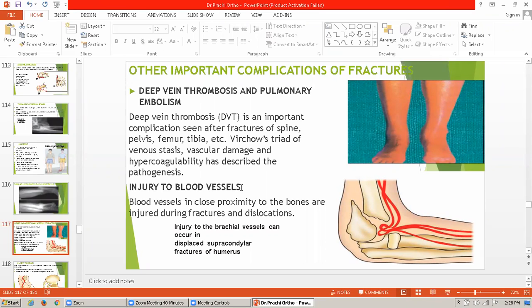Injuries to the blood vessels. Blood vessels in close proximity to the bones are injured during fractures and dislocation. So when there is a fracture or dislocation, there is an injury to the blood vessels. In this diagram, we can see the injury to the brachial vessels can occur due to a displaced supracondylar fracture of the humerus. So here is the humerus and here is a displaced supracondylar fracture of the humerus which leads to the injury to the brachial vessel.